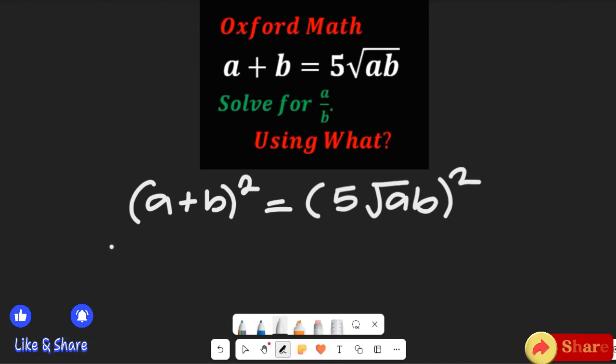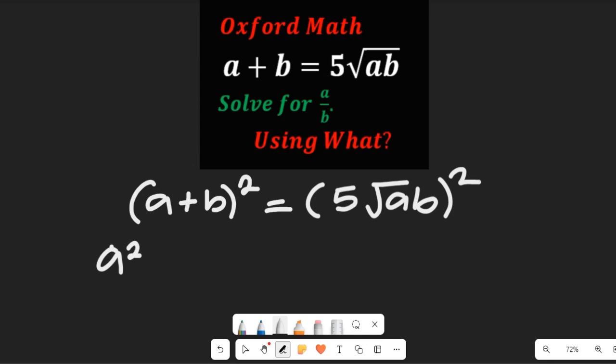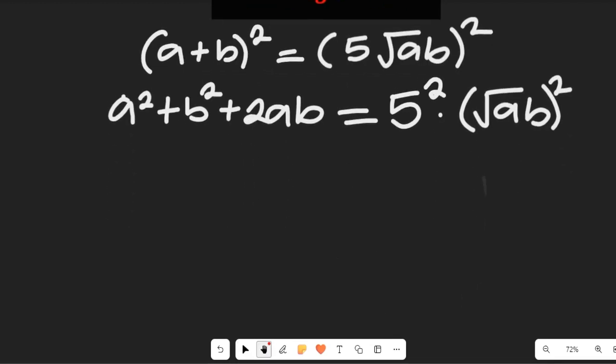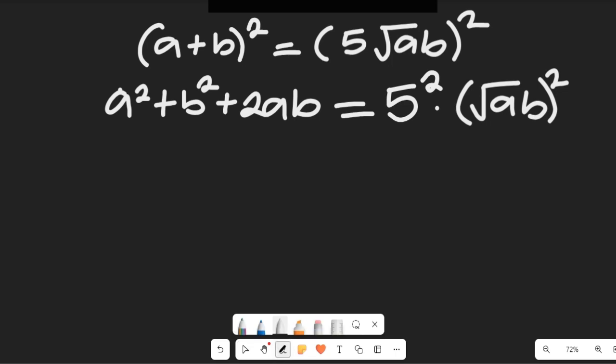So what do we do? We isolate this. If you take the square of this, considering the algebraic formula, this is going to give me a squared plus b squared plus 2ab, right? And this will be equal to 5 squared multiplying the square root of ab squared. Great. Now at this point we are going to simplify this.